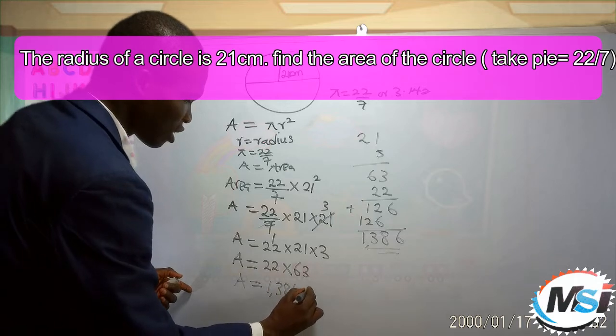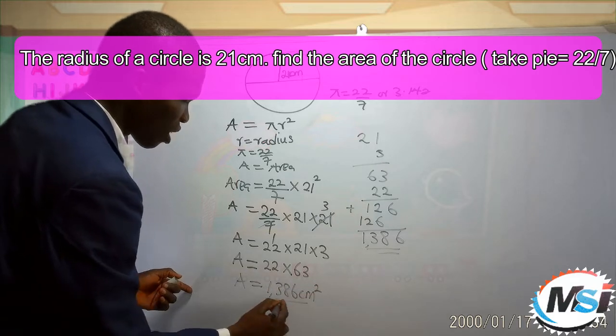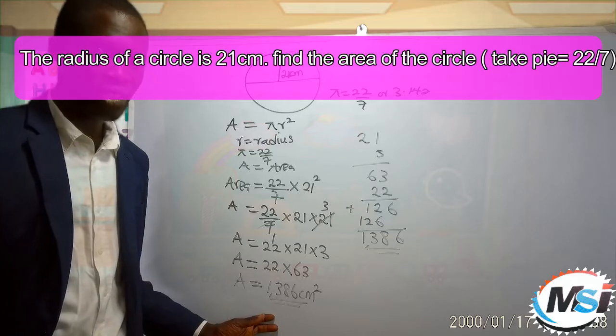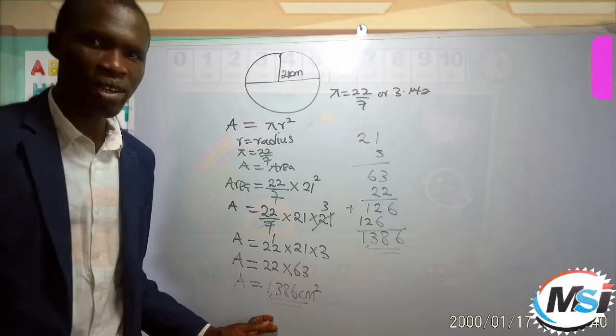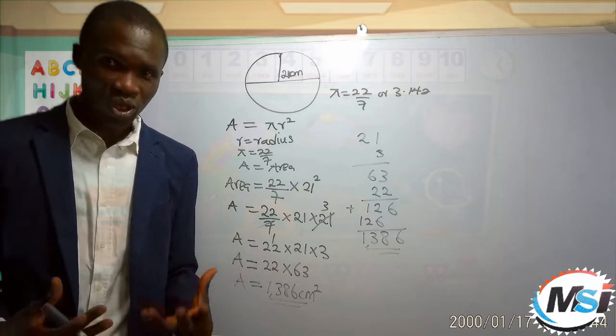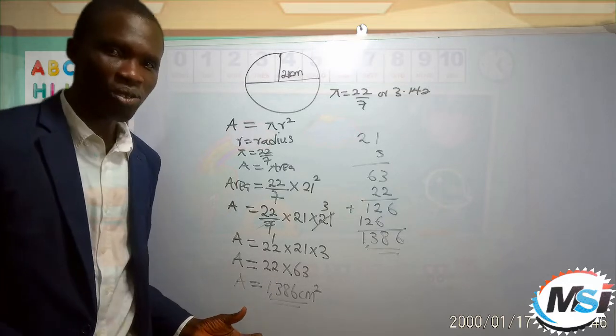1,386 centimeter square. Always remember your unit is very important. So I believe you can solve more questions on this.